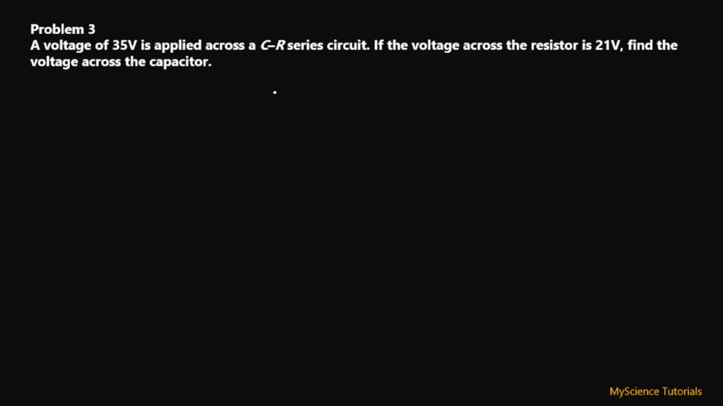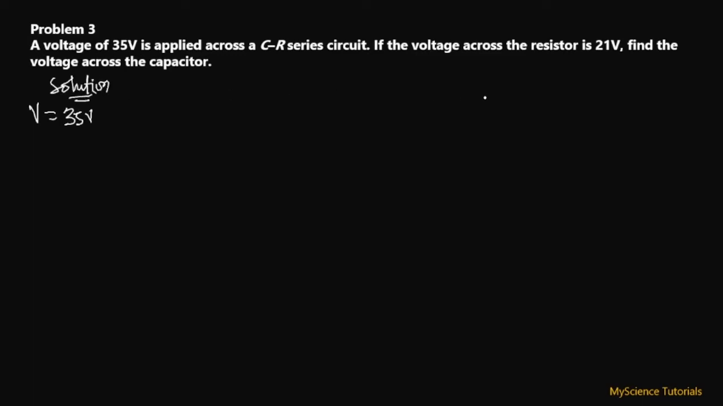So we have a voltage of 35 volts applied across a series circuit. If the voltage across the resistor is 21 volts, find the voltage across the capacitor. We've been told that a voltage of 35 volts is applied across the series circuit, which means our applied voltage is equal to 35 volts.